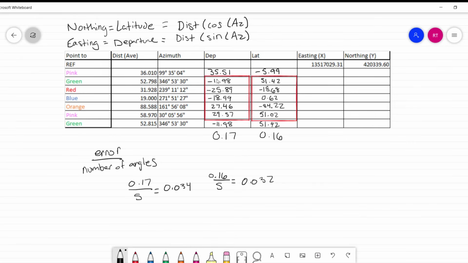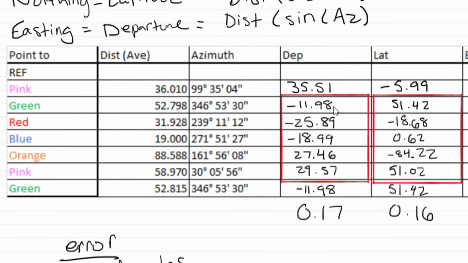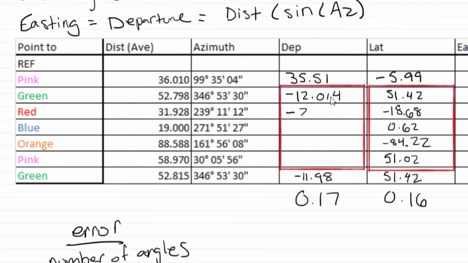Now let's take a look at green. Because we're at a negative 11.98, we're then going to subtract 0.034, and that will give us a negative 12.014. All right, let's do it for the rest of these. For red, we will have a negative 25.924. For blue, we'll have a negative 19.024. For orange, it'll be 27.426. And for pink, it will be 29.536.